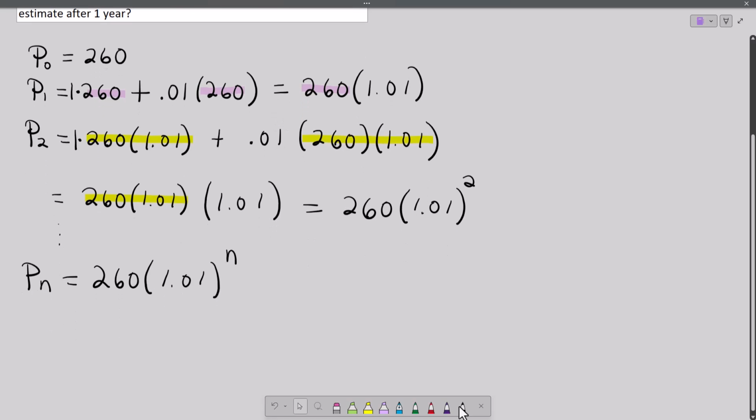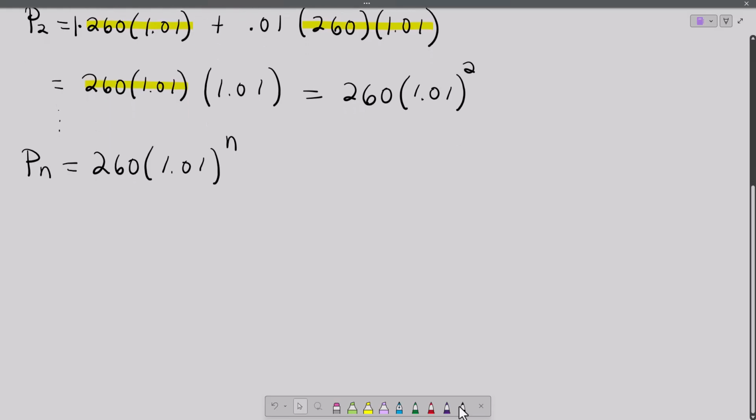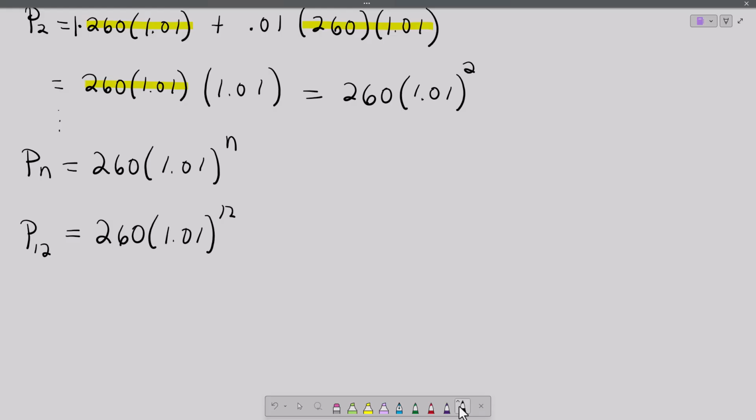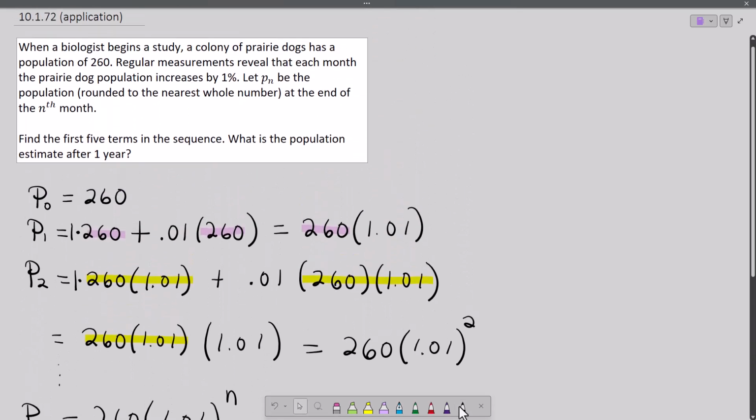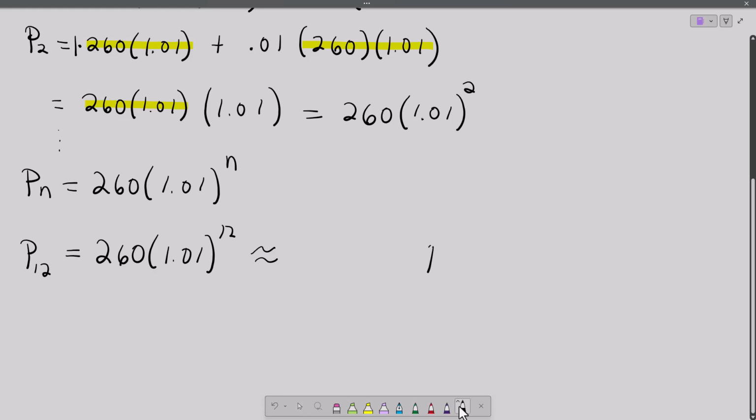So if we want the estimate of the population after 12 months, we are looking for P sub 12. That's the population after 12 months, 1 year. That means we are going to plug a 12 in right there. We're going to type that into our calculator. And what was the animal we were dealing with? Prairie dogs. We are going to have this many prairie dogs: 293 prairie dogs after a year.